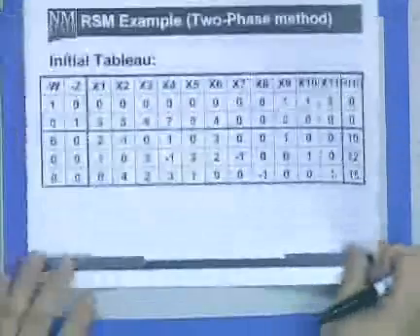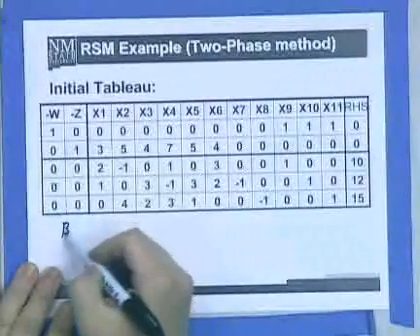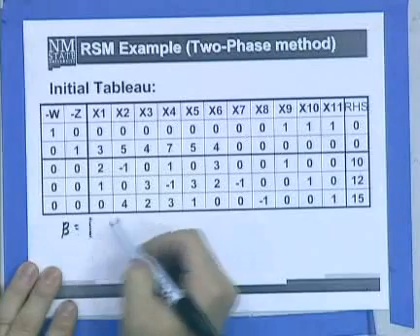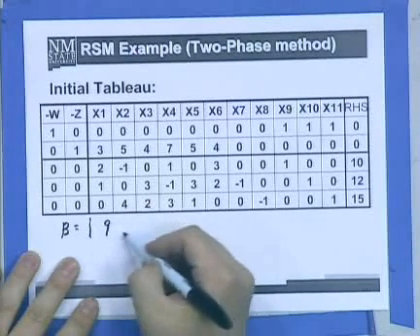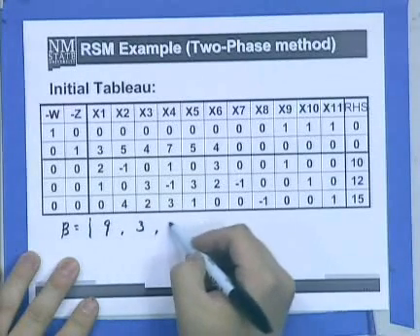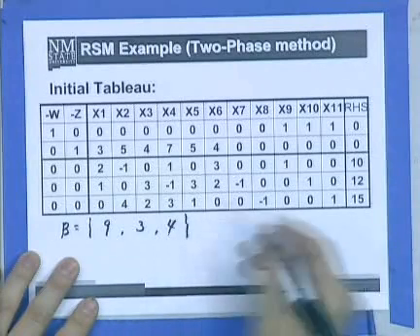And the new basis becomes 9, 3, 4, right?